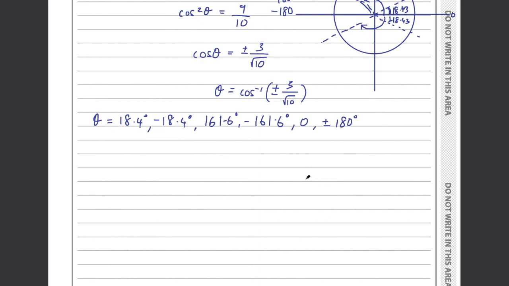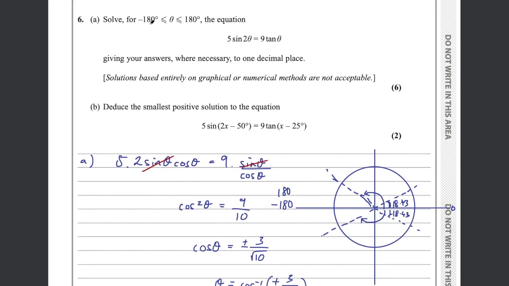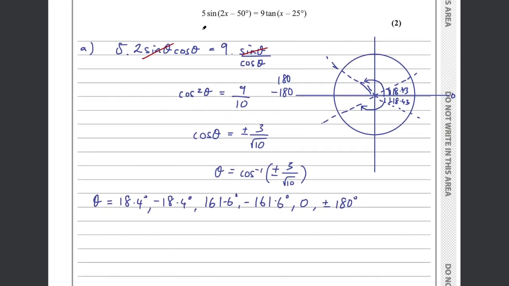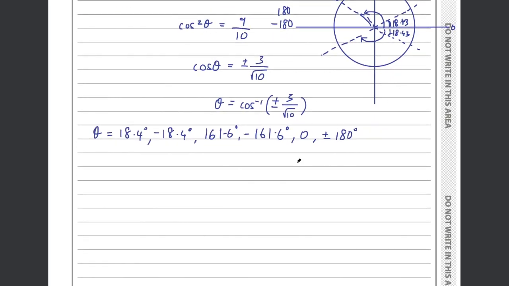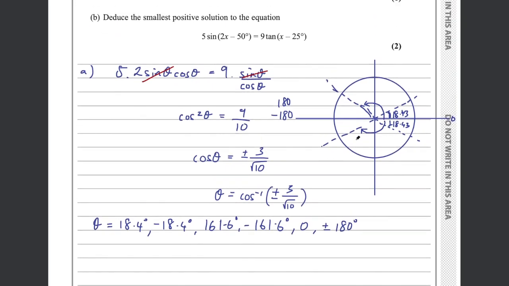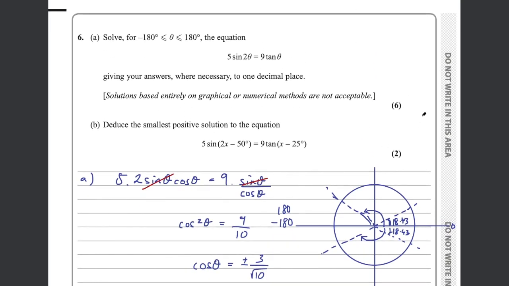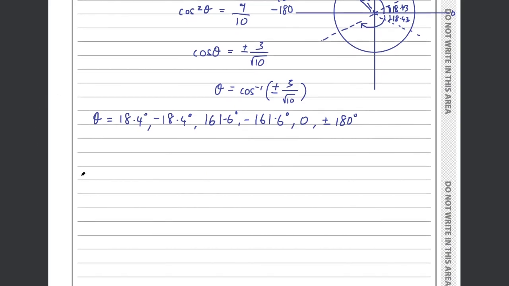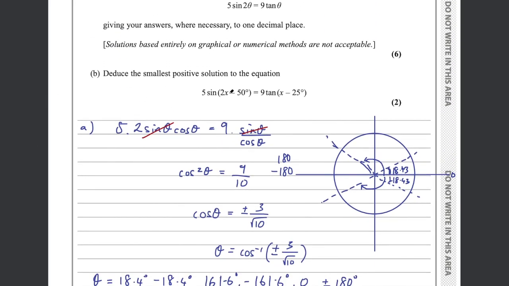Because they tell us in that domain, theta is greater than or equal to negative 180 and less than or equal to 180. Okay, so make sure you include those values there. And in total, we get 7 solutions for 6 marks for part A. Part B says deduce the smallest possible solution to the equation 5 sine (2x take 50) equals 9 tan (x take 25).